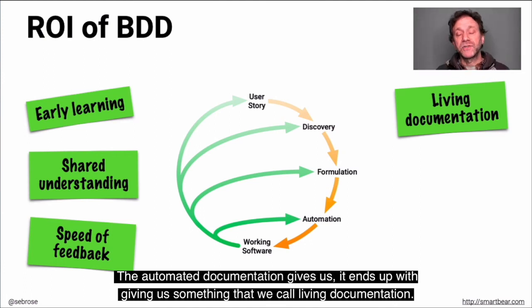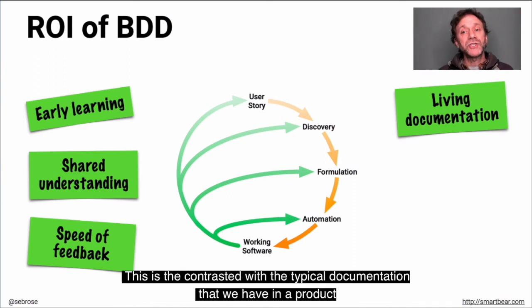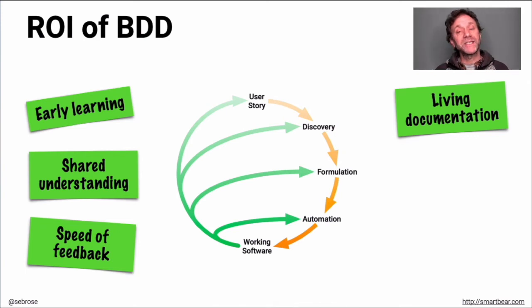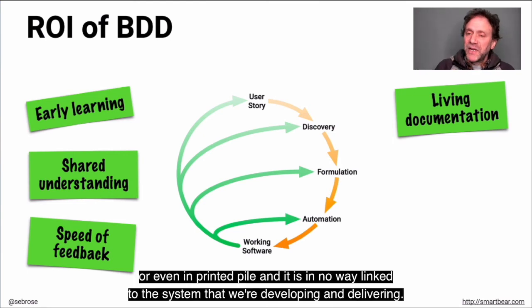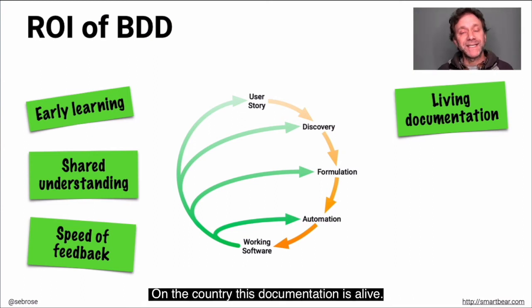The automated documentation ends up giving us something that we call living documentation. And this is to contrast it with the typical documentation that we have in a product, which is dead documentation. It's been written, it sits there on the hard drive or in the wiki or even in a printed pile, and it is in no way linked to the system that we're developing and delivering. On the contrary, this documentation is alive.